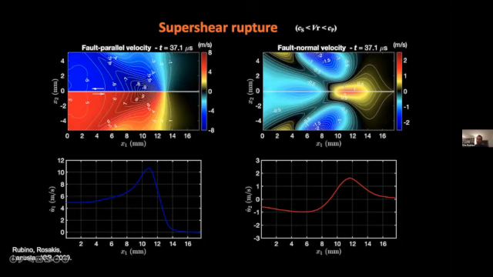Now, there is also richness in behavior in terms of the fault normal velocity, which is first positive. In the subRayleigh case, it just went down, whereas here it goes first up and then down. But the magnitude is lower compared to the fault parallel velocity. As you can see here, the scale is up to 2 meters per second. Here we go over 10.